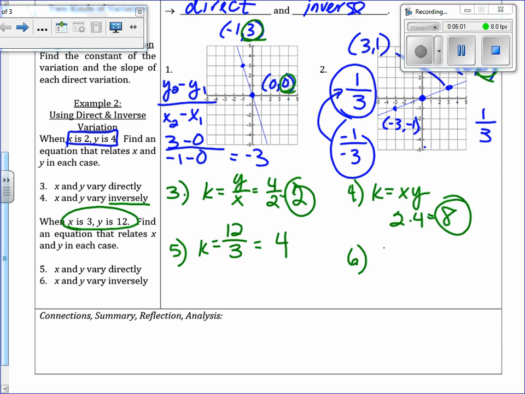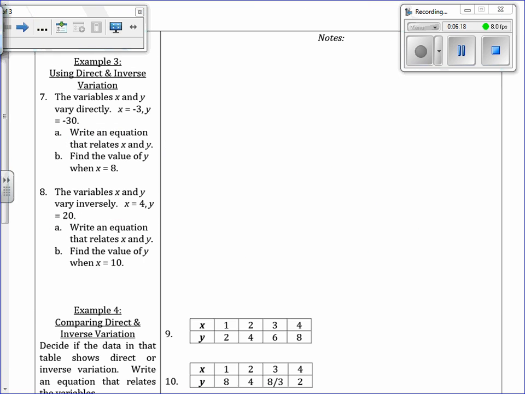12, which is 36. Okay, so we should start seeing the difference between direct variation and inverse variation based upon some of the formulas that we're using. So on the back here it says the variables x and y vary directly when x is 3 and y is negative 30. Write an equation that relates x and y and find a value of y when x equals 8.